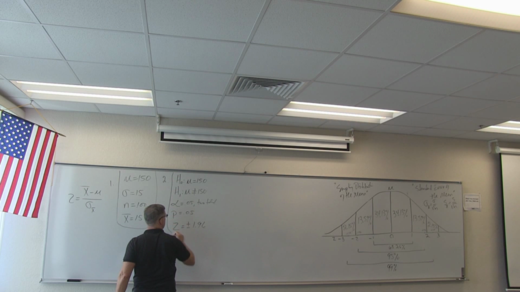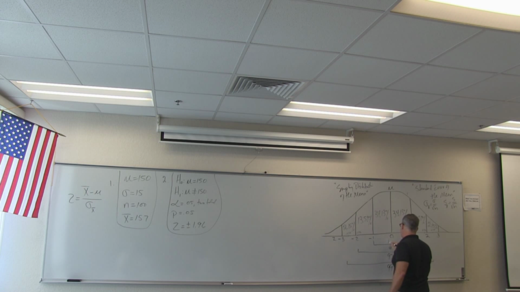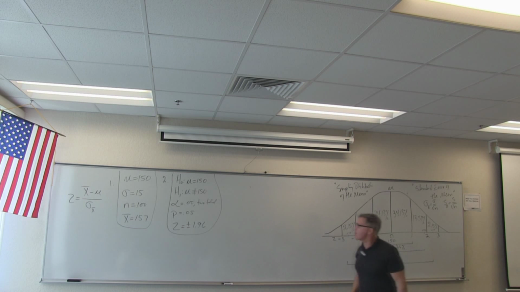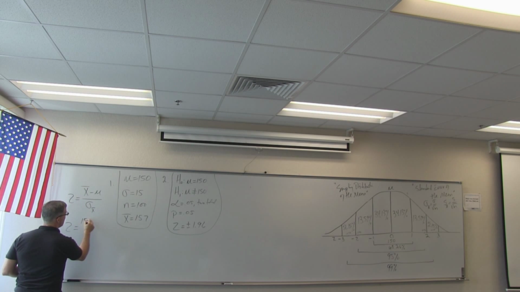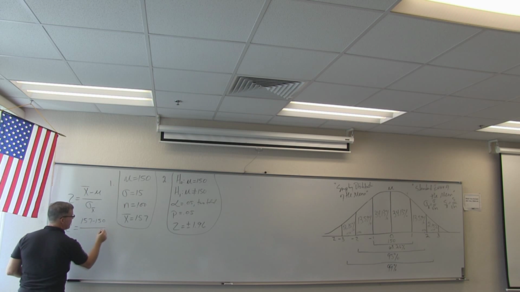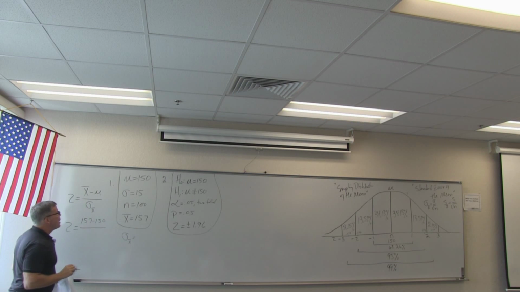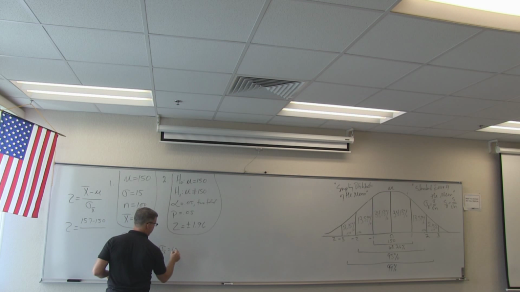We have phase 2. We have a population mean of 150. That's the norm. Let's run the z-test, see what's going on. We're going to take a look at that standard error of the mean. 157 minus 150 divided by the standard error of the mean. Sigma 15 divided by the square root of 100. That's 15 over 10. Standard error of the mean is 1.5.